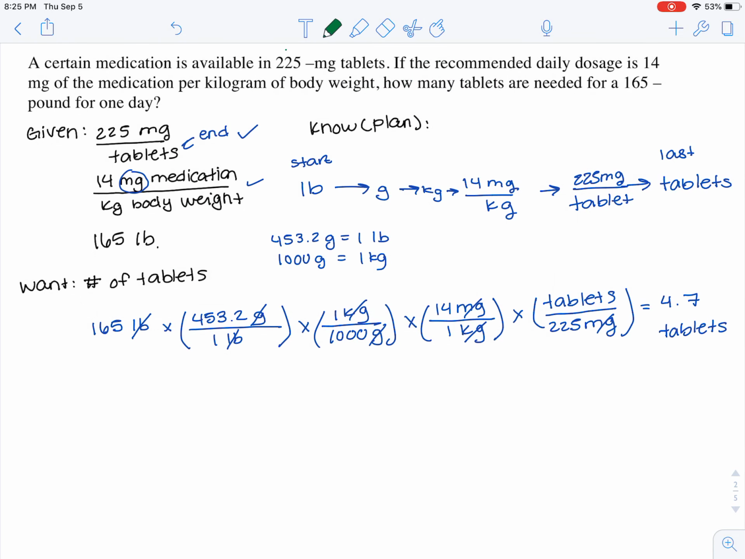So 225 is 3 sig figs. Daily dosage is 2. 165 is 3. So technically 2 is your lowest, so 4.7 is completely acceptable. But we also know that it was per 1 kilogram, so 1 would also be acceptable, for 5 tablets.